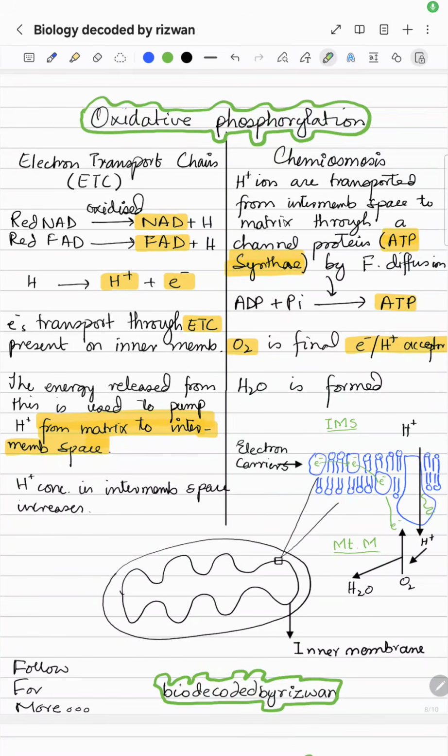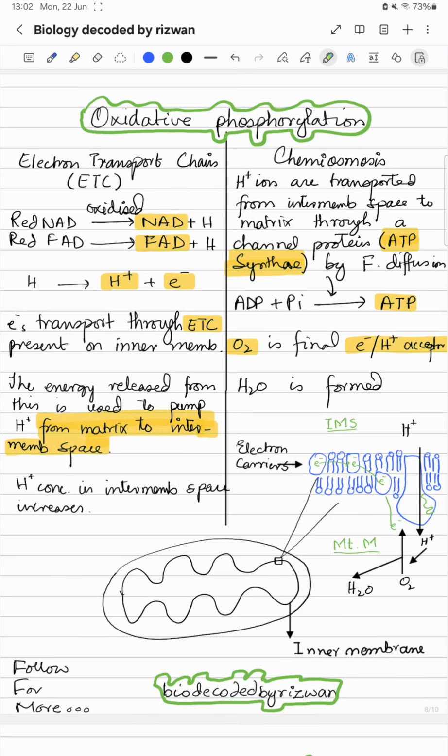Hello everyone. Today we are going to talk about a very important topic which is called oxidative phosphorylation. Now it's a type of phosphorylation and it involves two sub-processes. One of them is ETC, Electron Transport Chain, and the second one is Chemiosmosis. In order to understand this process, you have to understand glycolysis, link reaction and Krebs cycle before going through this.